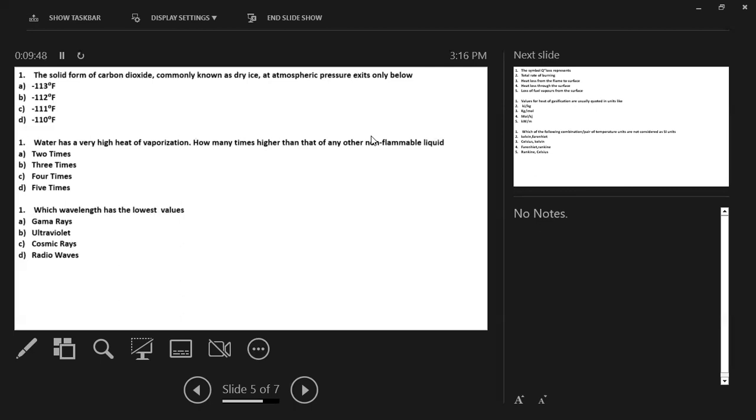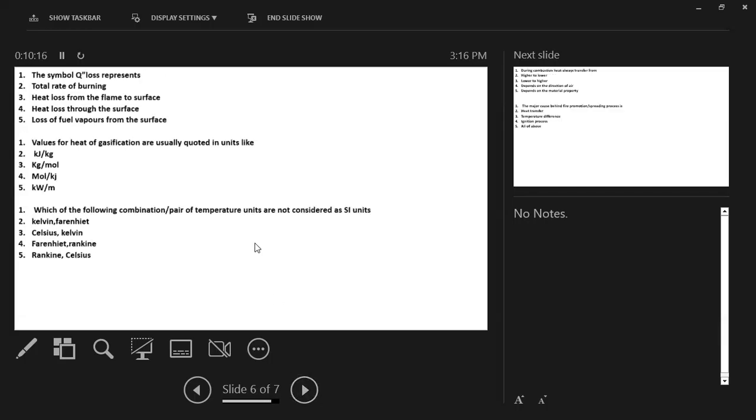Which wavelength has the lowest values? Cosmic rays. Yes, exactly. Cosmic rays has the lowest values. Moving on towards the next question.